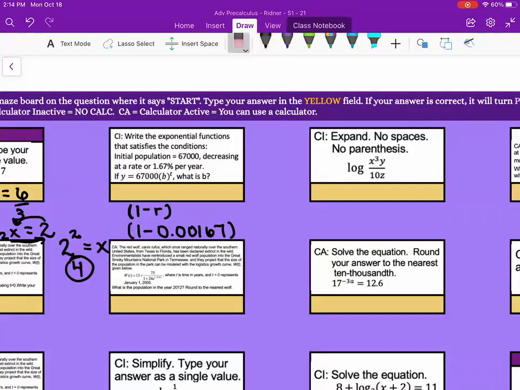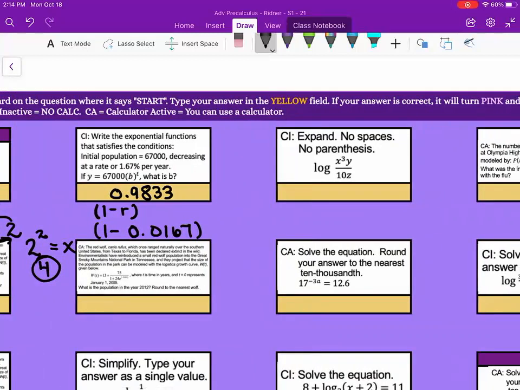All right. Which equals 0.9833. Okay, so the function would be 67,000 times 0.9833 raised to the t power. But to get this question right, you only had to put in B.